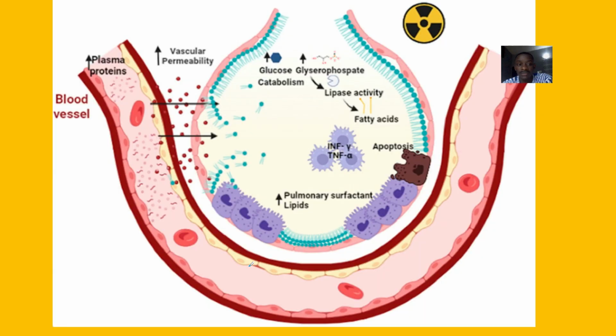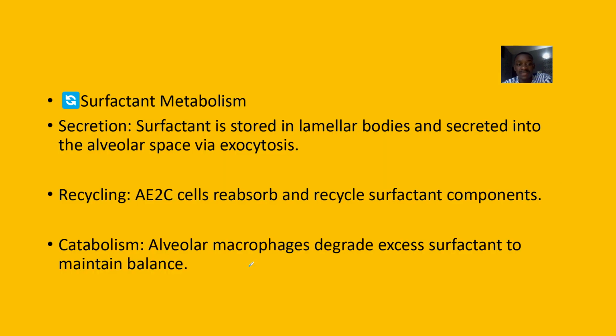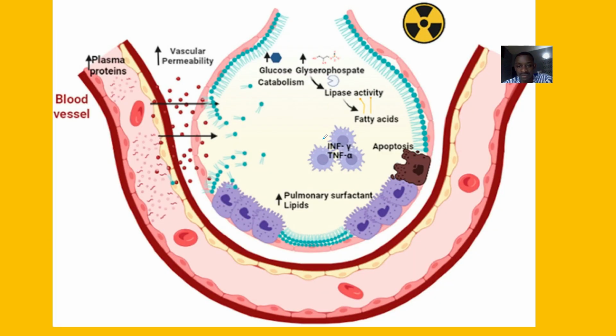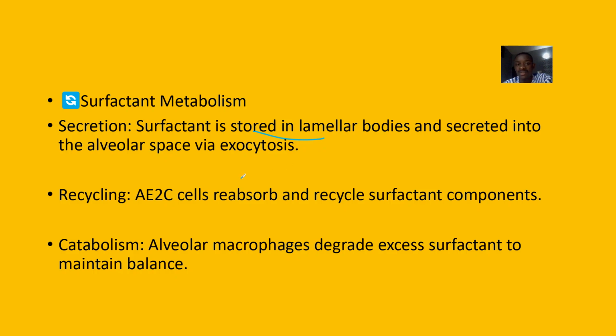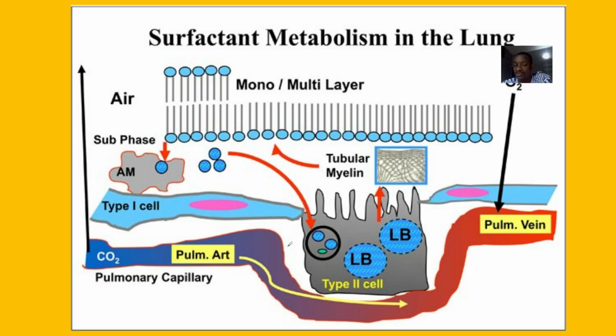Surfactant is usually stored in lamellar bodies, secreted into the alveolar space via exocytosis. It can also be recycled. Catabolism: alveolar macrophages degrade excess surfactant just to maintain the balance.